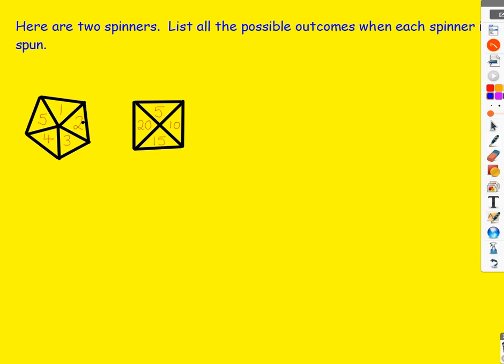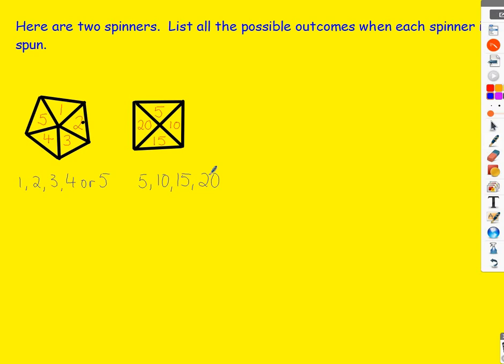And the last question we'll have a look at then. Here are 2 spinners. List all the possible outcomes when each spinner is spun. So each spinner is going to be spun once, and we need to list all the possible outcomes. So the first spinner, the one on the left hand side, could land on a 1, 2, 3, 4 or 5. And the spinner on the right could land on 5, 10, 15 or 20.